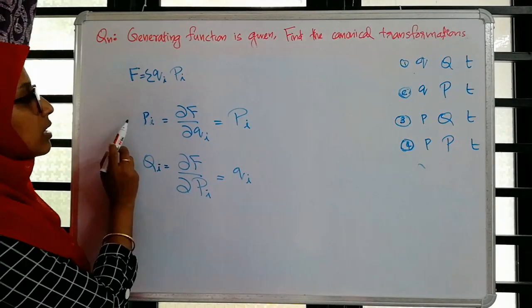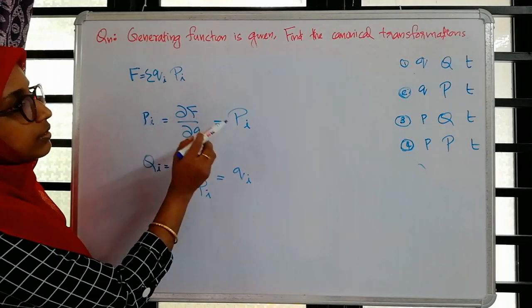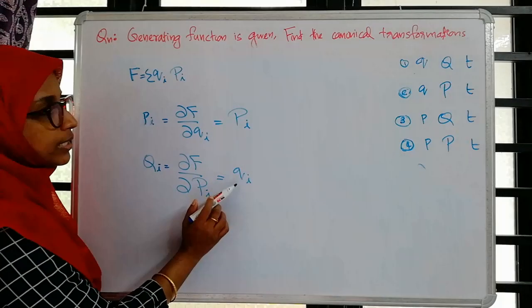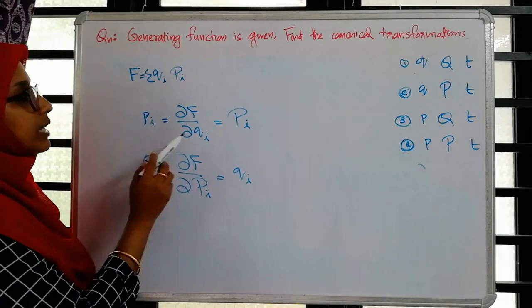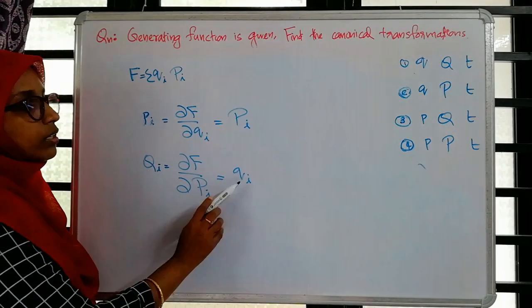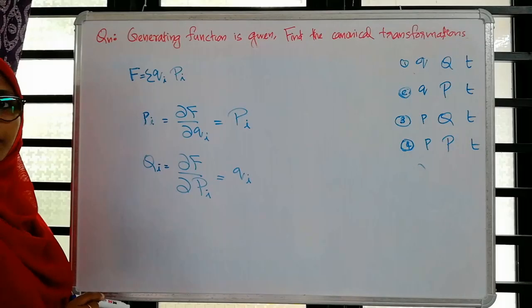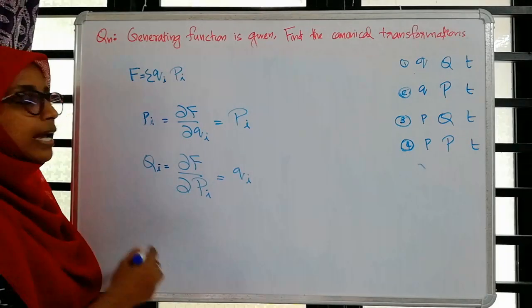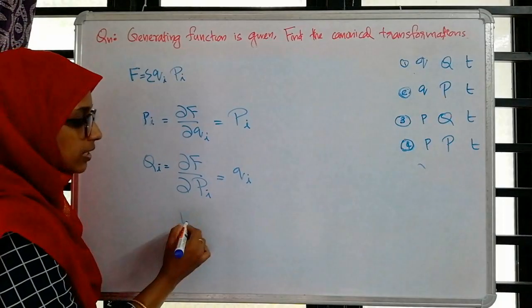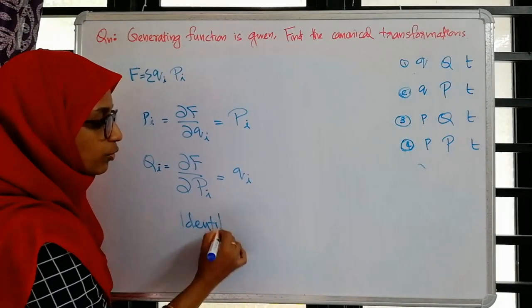That is, in this, small pi is similar to that of capital Pi and capital Qi is similar to that of small qi. When we derived small pi, we got capital Pi. When we derived capital Qi, we got small qi. That is, the old coordinates and new coordinates are derivable from each other, and hence this is known as identity transformation.